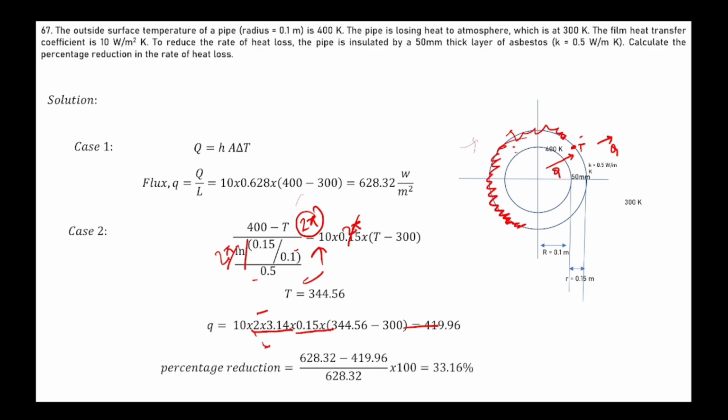Now the percentage reduction is equal to 628.32 minus 419.96 over 628.32. So it is equal to 33.16. Okay, so this is a straightforward question. If you have any doubt, any kind of thing, just tell me. Just comment below. I'll try to answer you guys.